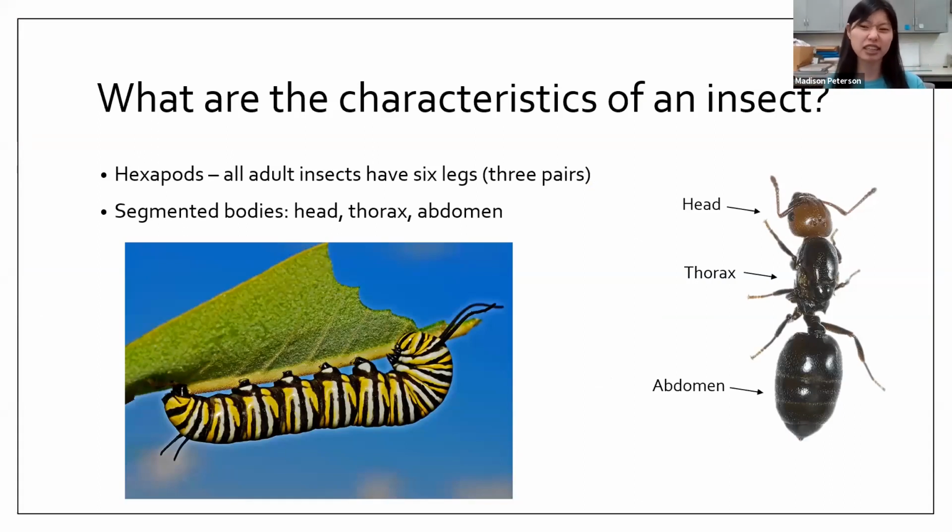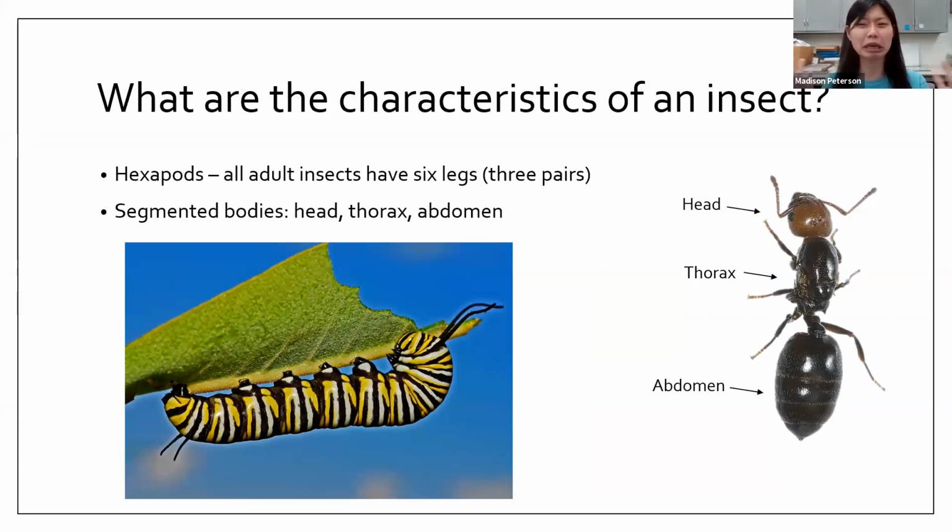What is an insect? Well, we said that all insects are hexapods, right? Because they have 6 legs, or 3 pairs of legs. They also have segmented bodies. They have 3 body segments: a head, a thorax, and an abdomen. And if you look over on the right, you can see this ant clearly has 6 legs and 3 body segments.